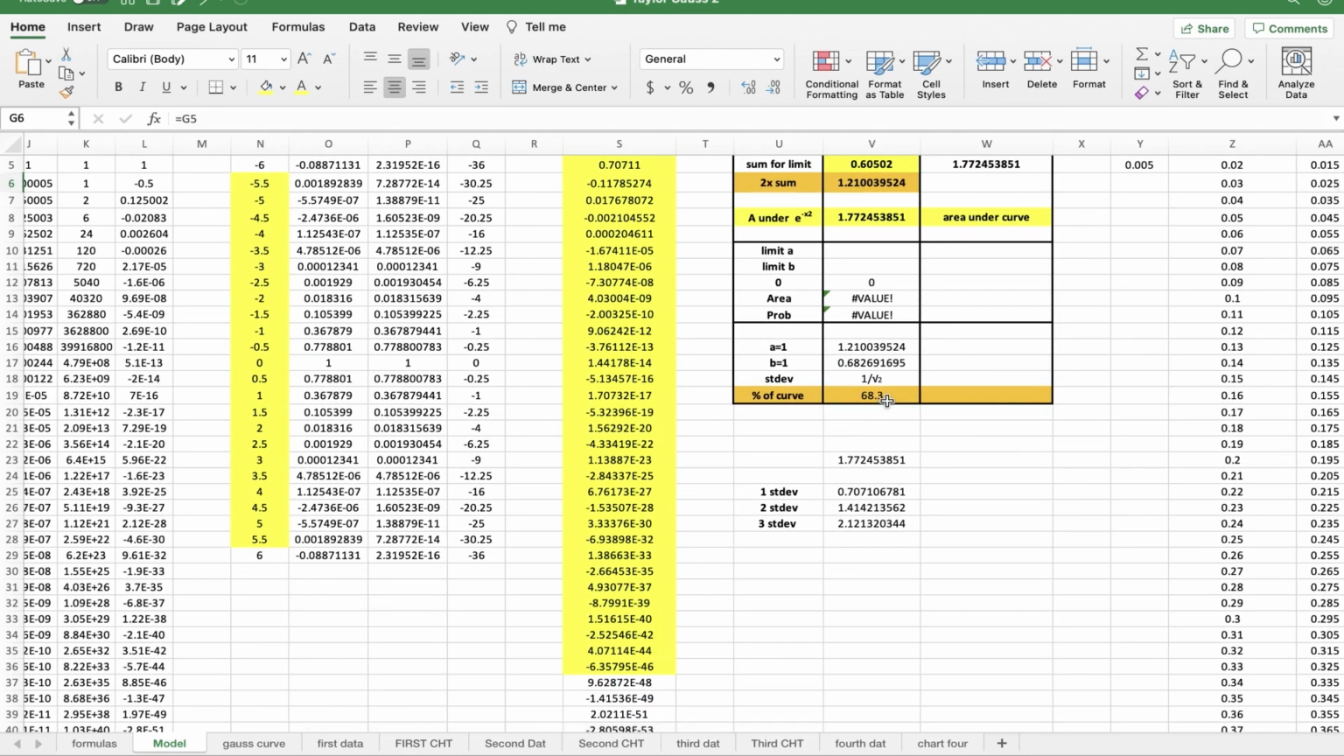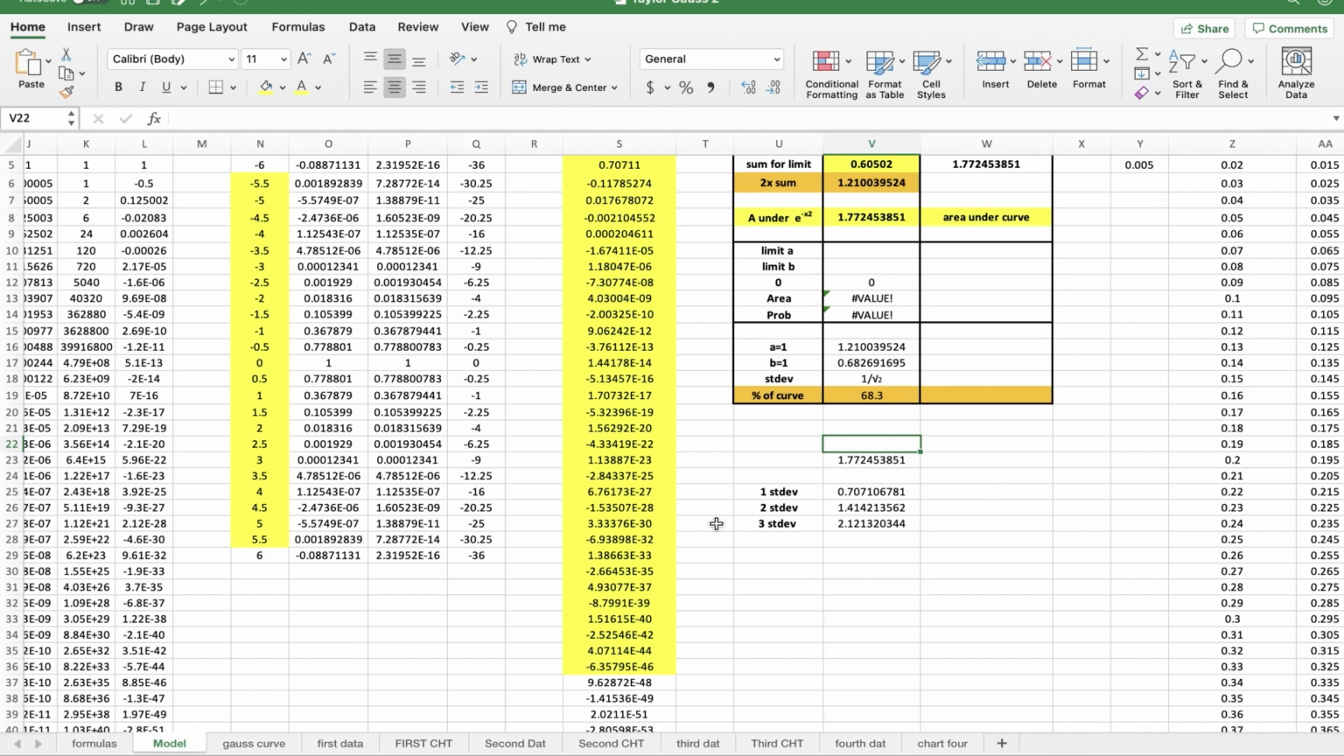That is 68 point... I think in reality, 1 standard deviation gives you 68.4. That's what you would see. So you can see the model isn't absolutely perfect, but it is pretty darn close.